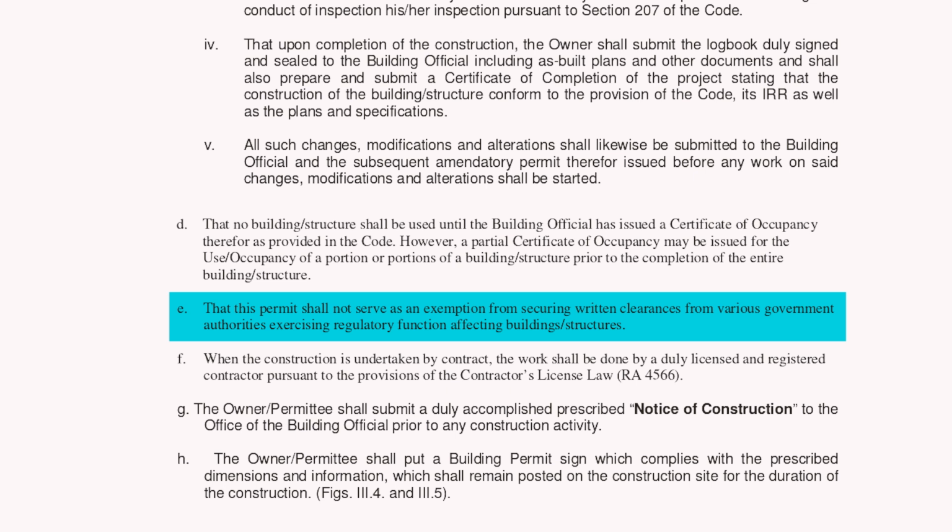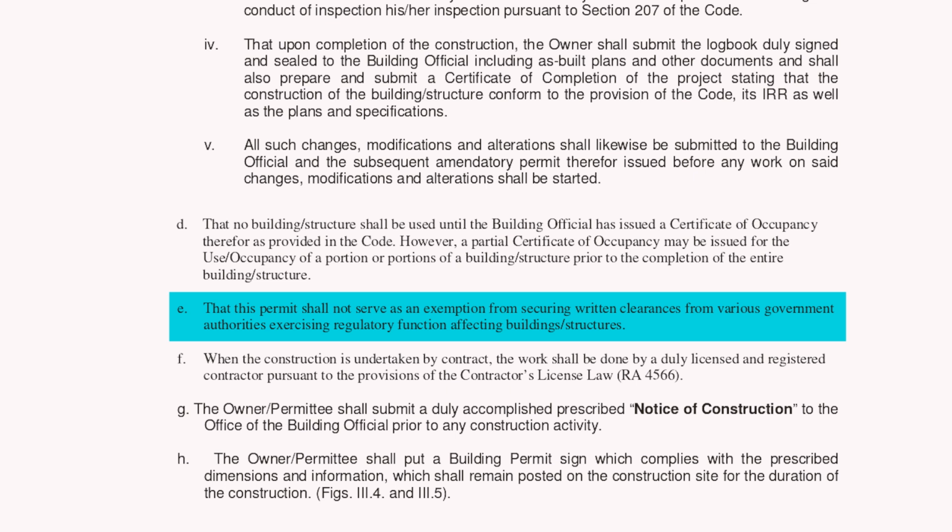Kung required kang kumuha ng clearance from the DNR, kumuha ka. Kapag later, kaya hindi ka kumuha, tapos later nahuli ka, sinabi ng DNR, bakit ka nag-build ng ganitong project, dapat kumuha ka muna ng permit sa amin. Hindi mo pwedeng gamiting excuse yung building permit. No? You cannot say na, well, you cannot question this anymore because we already have a building permit.